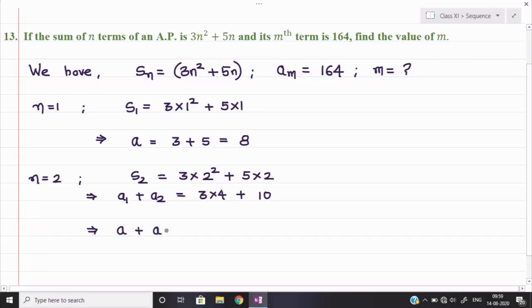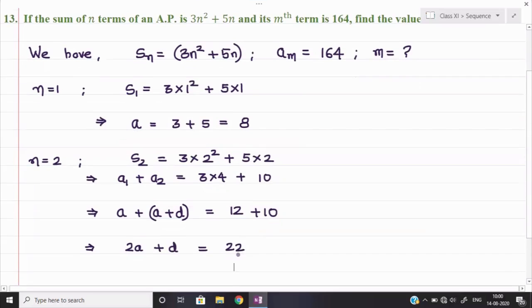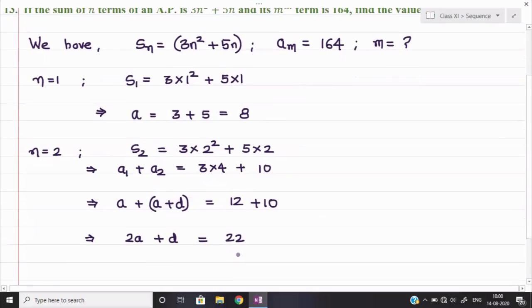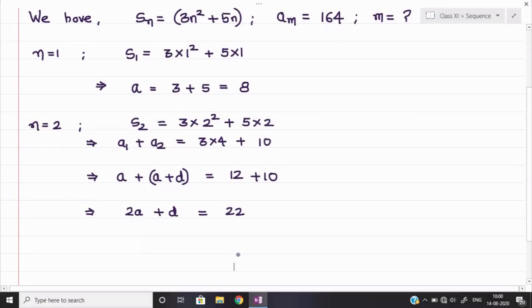The value of the second term is A plus D, that we can say is the value of A2, and here it will remain 12 plus 10. So if I simplify the left hand side, I will get 2A plus D is equal to 22. Right? Now see, earlier we found the value of A is equal to 8. You can check in the previous solution. So A we got here as 8.